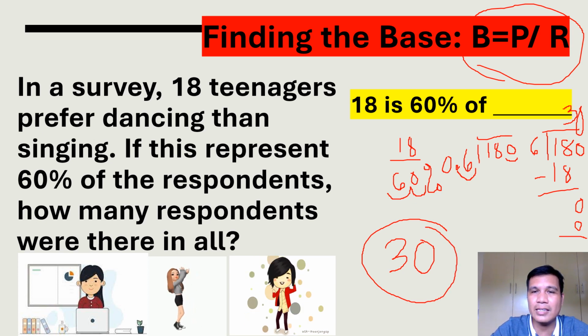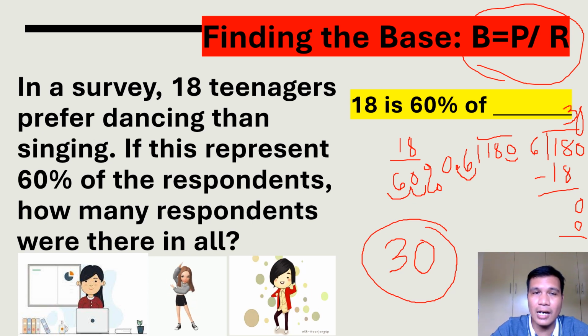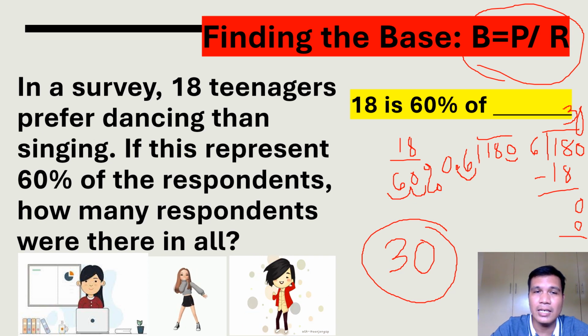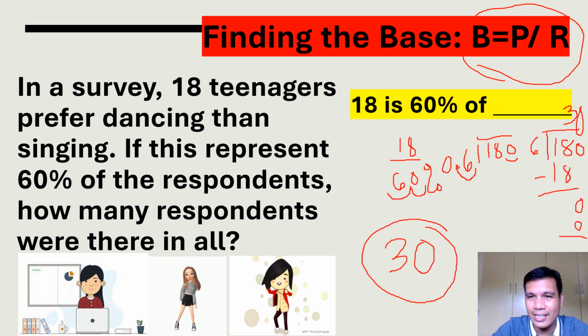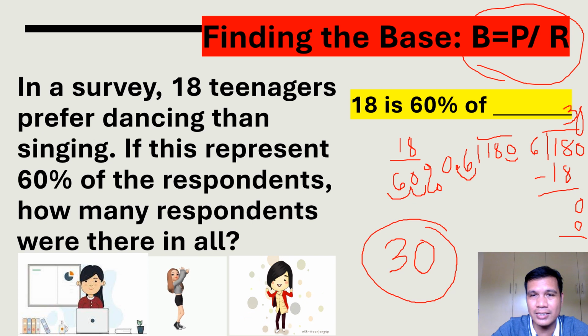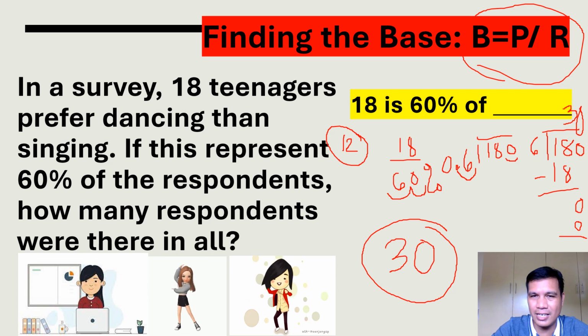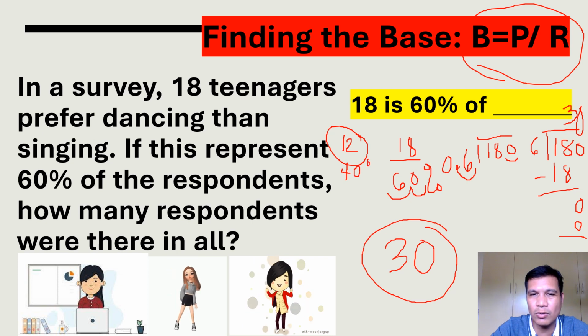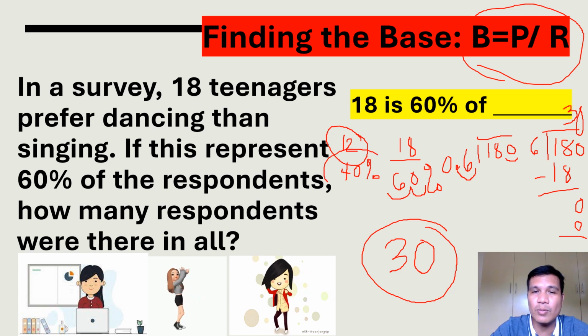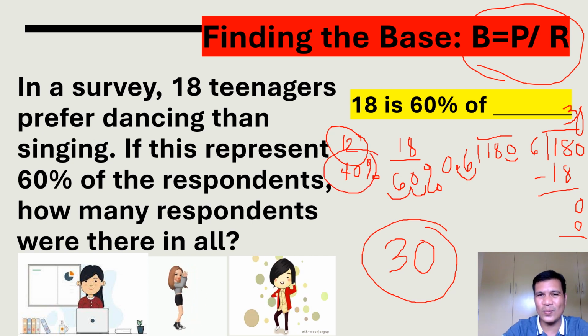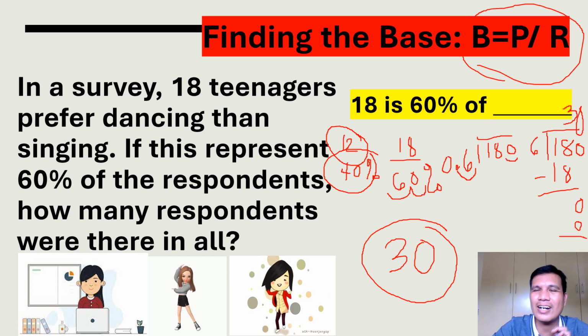And 18 teenagers prefer dancing. So, meaning, ilan ang hindi nag-prefer ng dancing? Ilan yung gusto ay singing? So, that is 30 minus 18. 30 minus 18 is what? Okay, 12. 12 yung gusto ng singing, which is 40% naman. Ayan, try to analyze kasi 60% yung nasa dancing. So, 60% ang nasa dancing, 40% ang nasa singing, which is 12. Okay, wag malilito mga ka-matters.